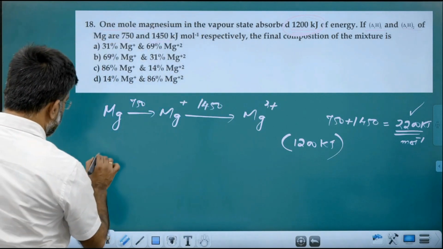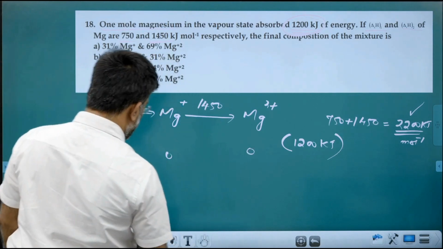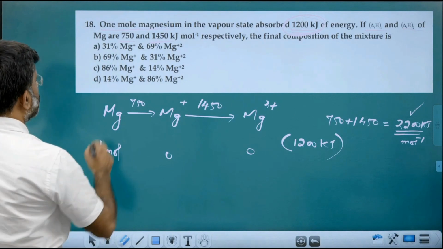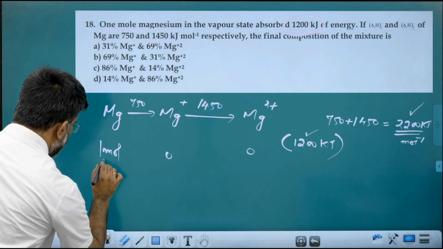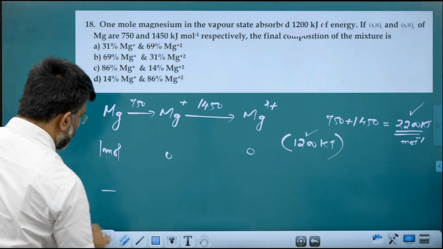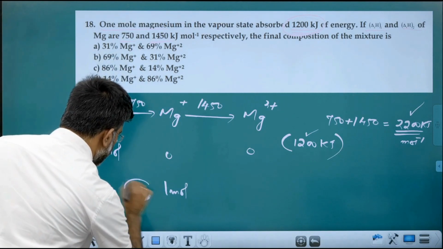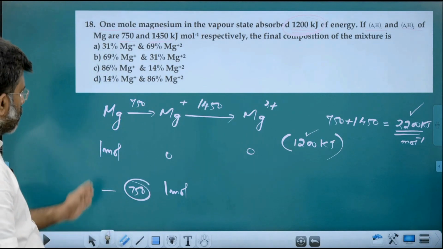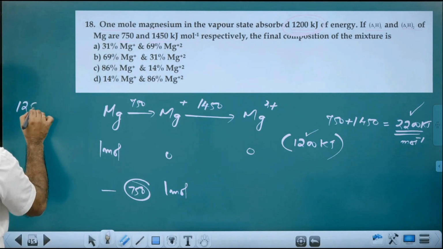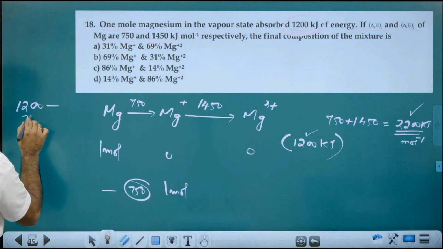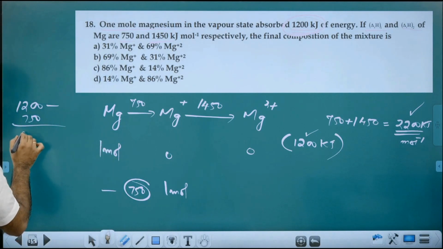Let's see. Suppose I am taking 1 mole here. Initially here it is 0, and here also 0. Now out of the energy, 750 is consumed. You can see 1 mole converted to this, this becomes 0 and this becomes 1 mole. The consumed energy is 750, because 1 mole converted to 1 mole. Okay, fine. So how much is remaining? Out of 1200, 750 is consumed. Just imagine 1 mole converted to this. So what remains?